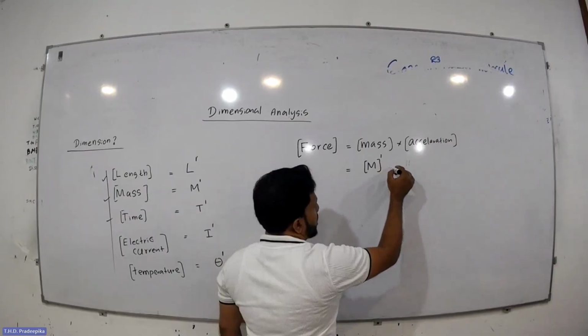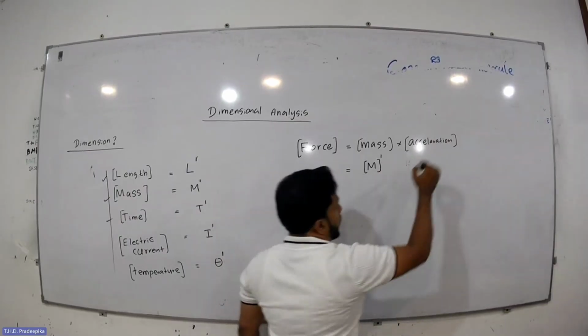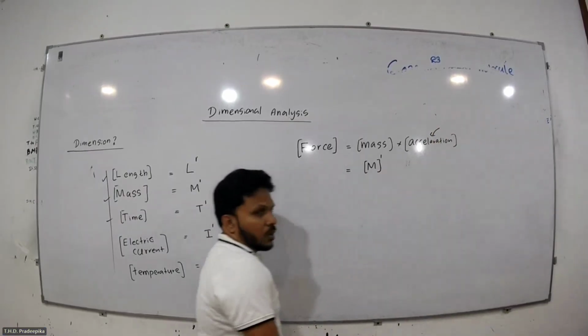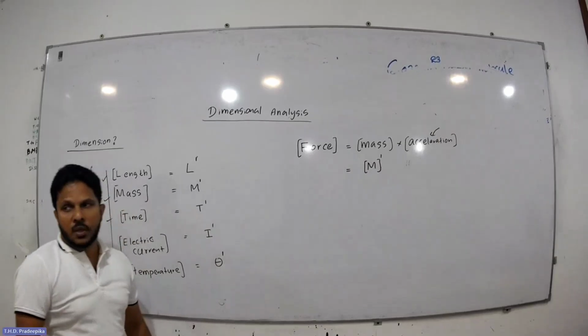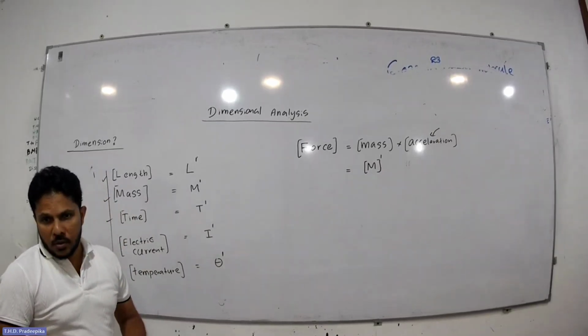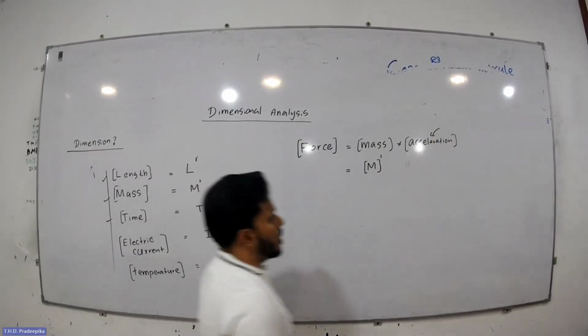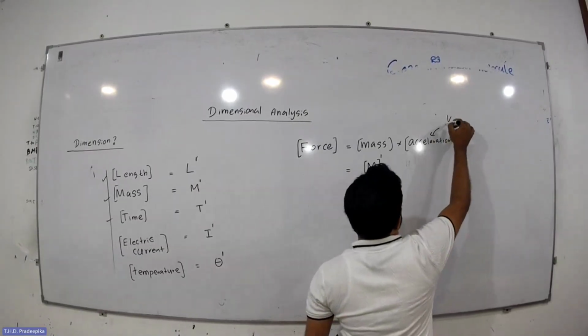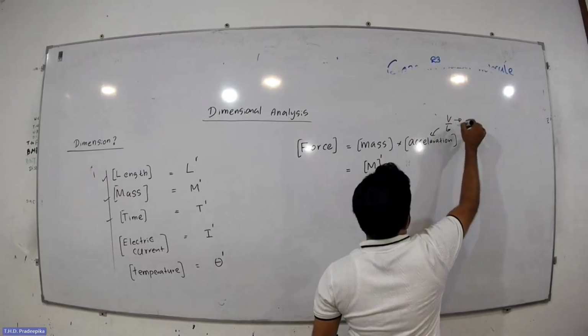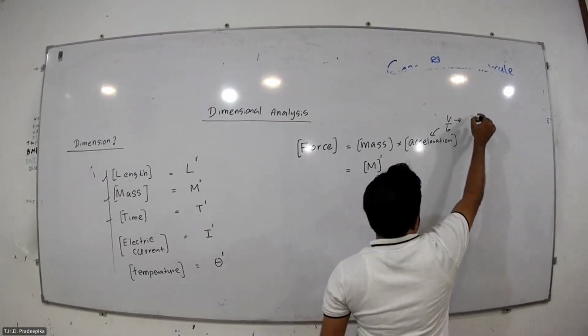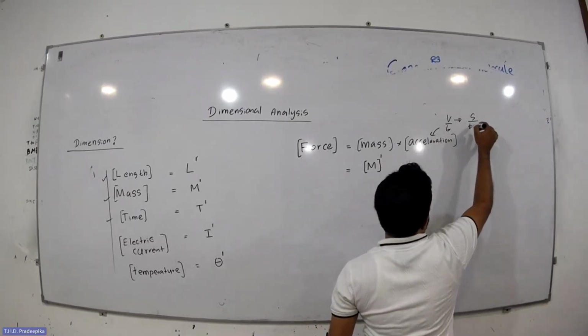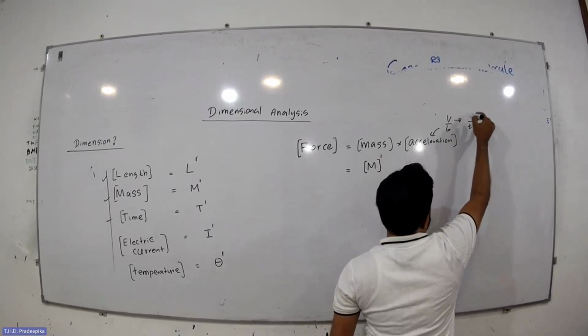So the dimension of mass is M. What is the dimension of acceleration? How do we define acceleration? Velocity over time. Acceleration is velocity over time. So how do we define velocity? Displacement over time.